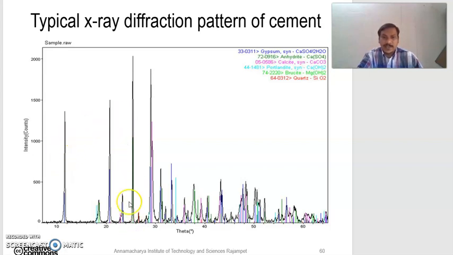So here the different intensities of crystal planes are given. This orientation of crystal plane giving maximum intensity is the dominated crystal plane. The remaining are less intensity crystal planes.